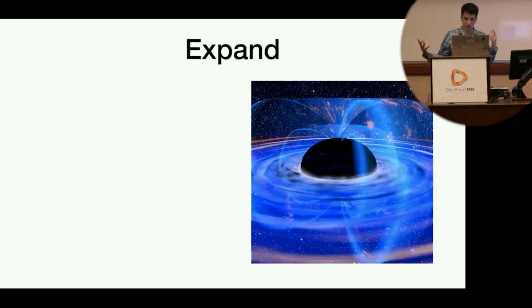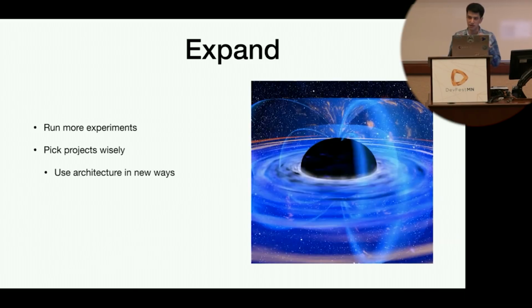The next step is to expand. And so for this, it's really just about running many more experiments. But I'm not talking about just running experiments haphazardly around the code. You want to pick your projects wisely. And the goal here now is no longer to minimize the damage, but to stretch your architecture to the limits. You want to use your architecture in new ways. Because what you really want to do is find all of the hardest problems and make sure that whatever architecture you're using will actually work for all of those situations.